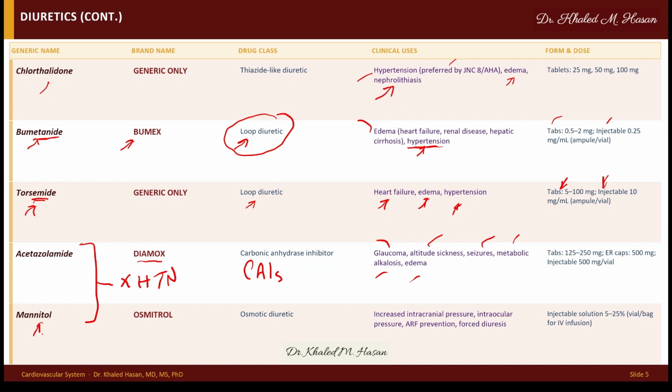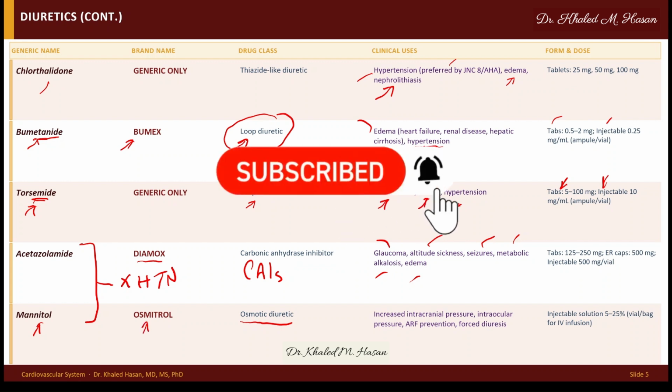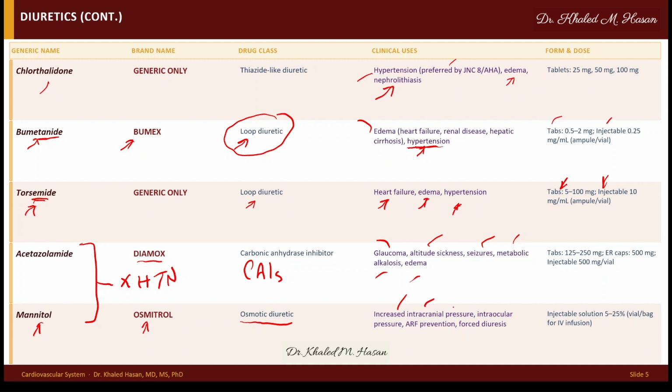Mannitol belong to the osmotic diuretic. Mannitol, brand name Osmitrol. Used for increased intracranial pressure and intraocular pressure, and prevention of ARF. ARF stand for acute renal failure. Forced diuresis, enhanced diuresis. Mannitol available as injectable IV solution.